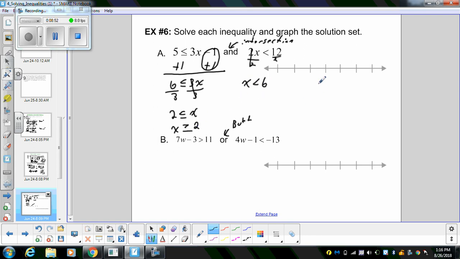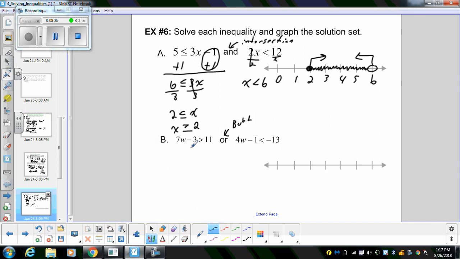So when we write this out, let's make this 0, 1, 2, 3, 4, 5, 6. We're going to throw that 2. Because it has a line underneath it, it'll get a closed circle, and then it's pointing to the right. And then my 6, no line underneath it, has an open circle, and it is pointing to the left. Because it's an and, it's where they intersect, so I'm going to shade between the two numbers. And there you go.